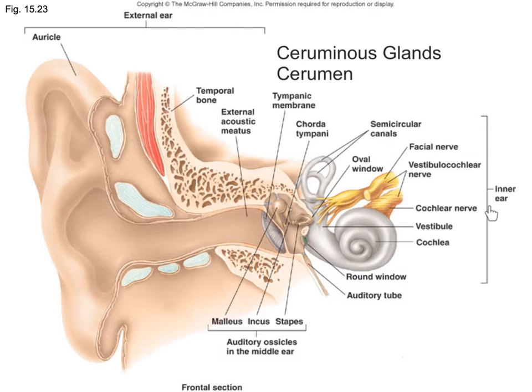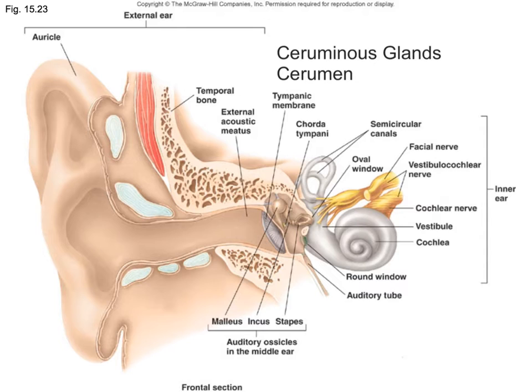So the inner ear is going to have three different areas. It'll have the cochlea, which will be involved in hearing, and then it will have this broad area across the middle, which is referred to as the vestibule, and then it'll have these coiled tubes over here, the semicircular canals. The vestibule and the semicircular canals are involved in balance, whereas the cochlea is involved in hearing.